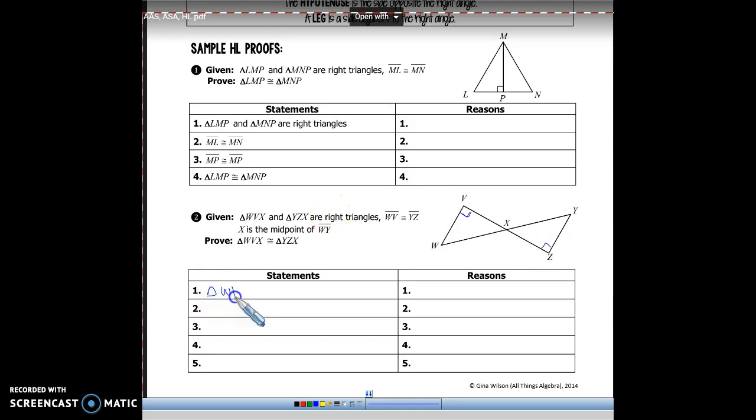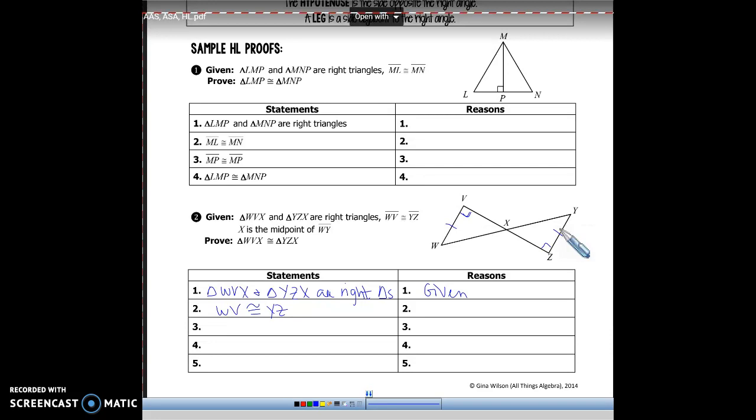I need to write this given information. Triangle WVX and triangle YZX are right triangles. And that is given information. They gave us that side WV is congruent to side YZ. So I'm going to mark that. WV and YZ are congruent.